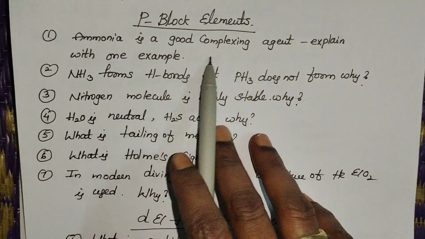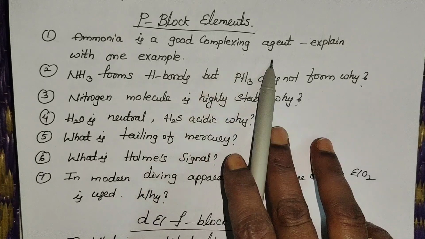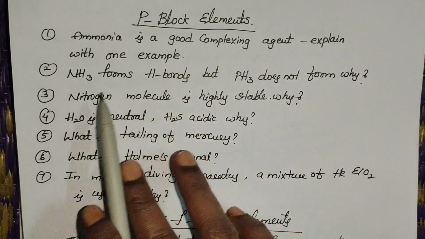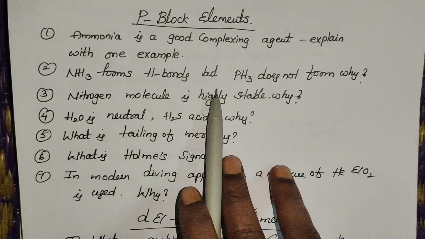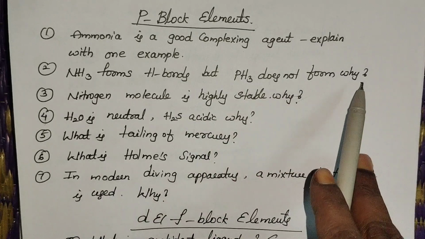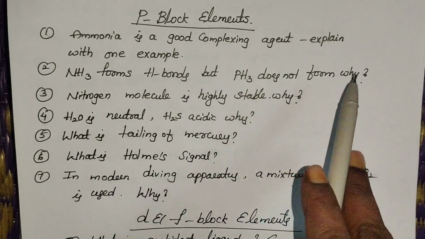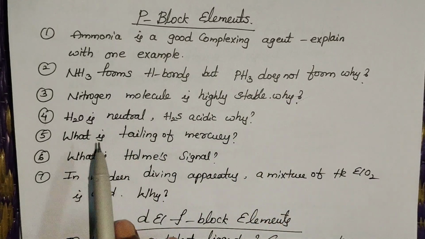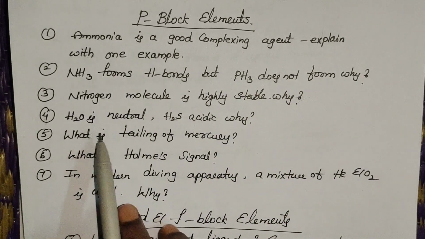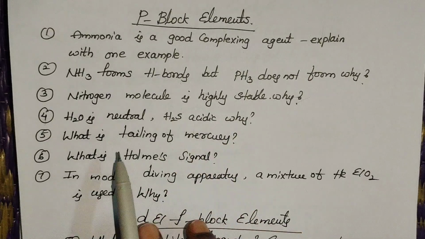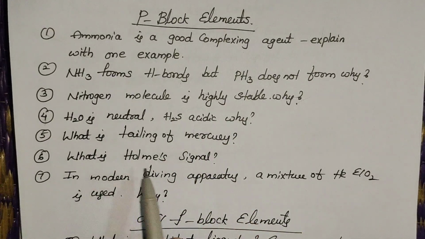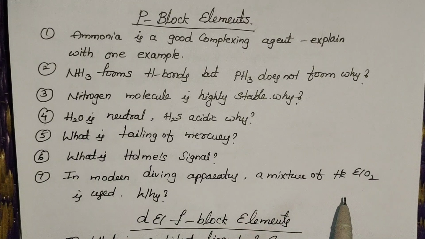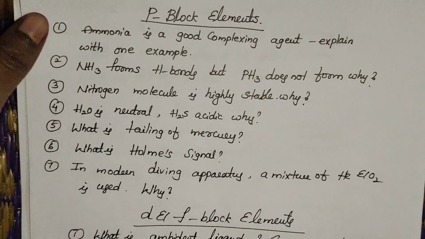Ammonia is a good complexing agent, explain with one example. Next, ammonia forms hydrogen bonds, but PH3 does not form hydrogen bonds. Why? Nitrogen molecule is highly stable. Why? Next, H2O is neutral, H2S is acidic. Why? What is tailing of mercury? What is the Holmes signal? In modern diving operations, a mixture of helium and oxygen is used. Why? These are very, very important questions.